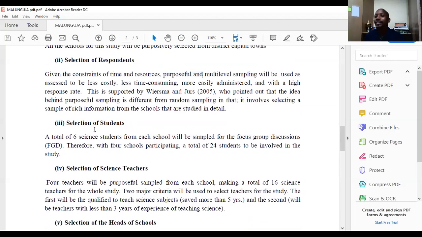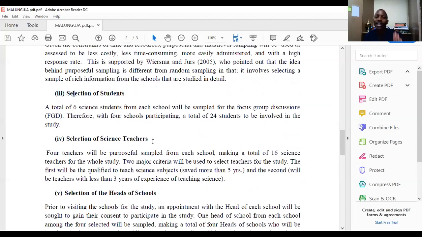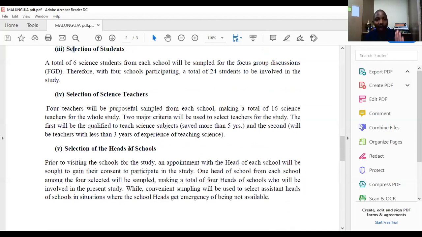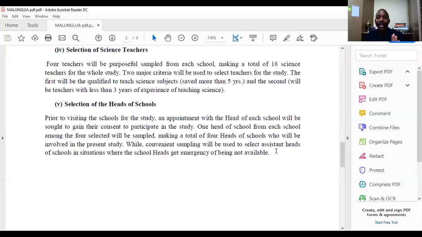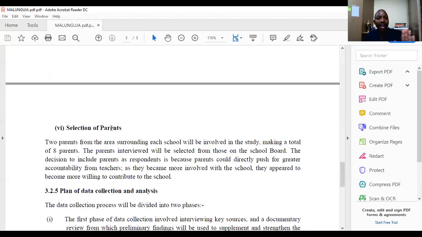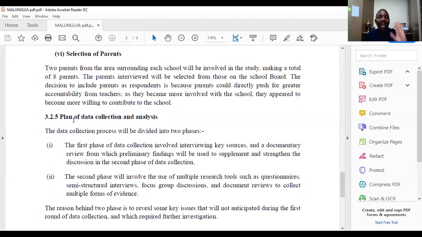Then how are we going to get these students? You need to explain each and every parameter sequentially, such that it is free from any ambiguity. Then from this, you can also see how the students were selected, how science teachers were selected, how the heads of schools were selected, and how the parents were selected. Then there is the other section: what was the plan of data collection and analysis? You should also give the plan, that I will do 1, 2, 3.